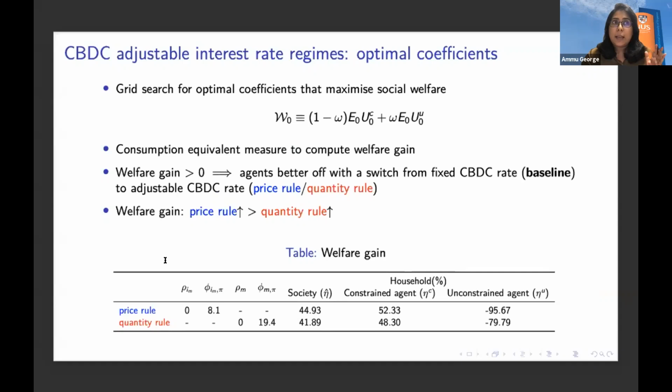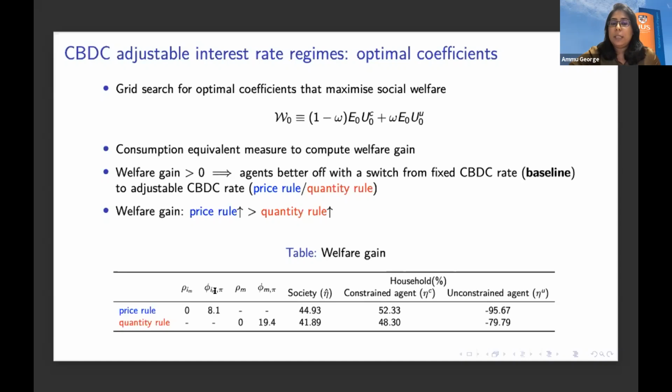As I discussed previously, we estimated the baseline regime policy coefficients, but the question still remains as to what are the policy coefficient values associated with the price rule and quantity rule regimes, that is, when the CBDC interest rate is adjustable. Here we assume that the central bank is a social planner, and the objective of the central bank is to maximize the social welfare of the economy. The social welfare is nothing but the weighted average of the lifetime utility of both the agents in the economy. So we conduct grid searches here to find the value of the optimal coefficients that would maximize the social welfare. And we find these are the optimal coefficients.